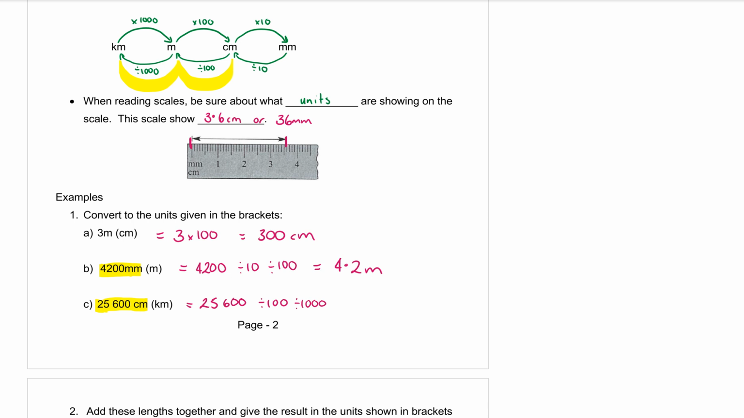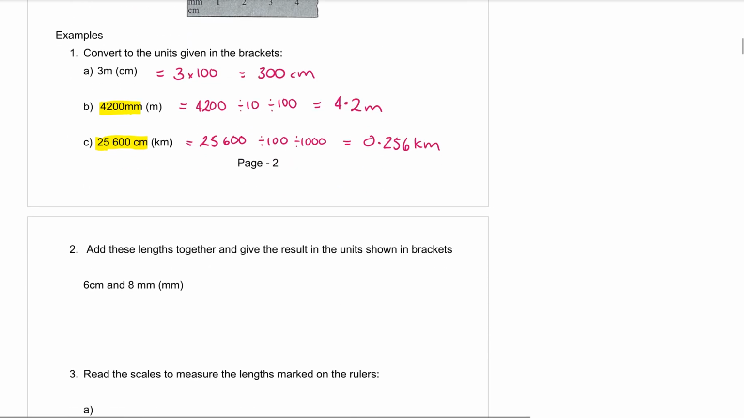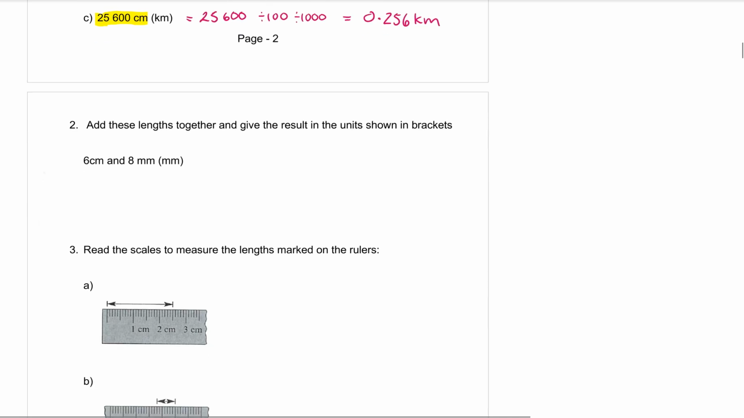So that, of course, is going to jump my decimal place back 5 places for those 5 zeros. So 1, 2, 3, 4, 5 makes that 0.256 kilometers. Okay, so we're going to be practicing using that diagram in the questions that you're going to do shortly. But there's still more that you need to be able to do.